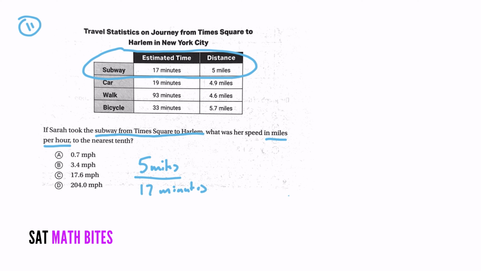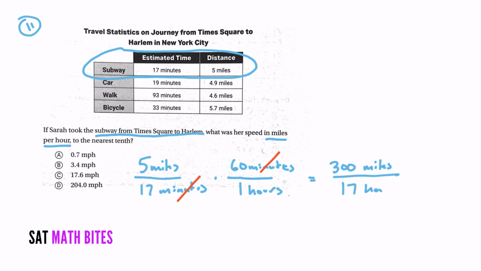That means we have to convert the minutes into hours. So to do that, we multiply by 60 minutes over 1 hour. And by doing so, the minutes will cancel out and we'll be left with miles per hour. So that means we will get 5 times 60, which is 300 miles over 17 hours, and we would have to divide 300 by 17.